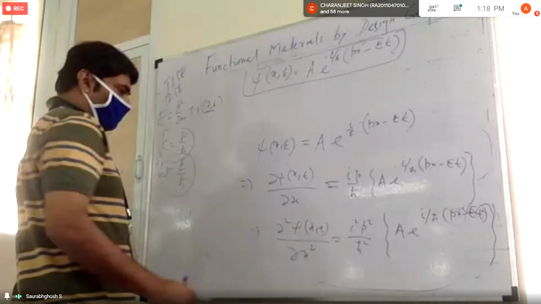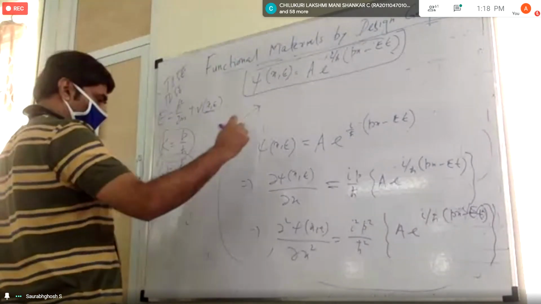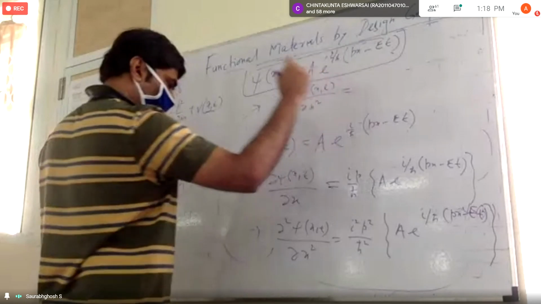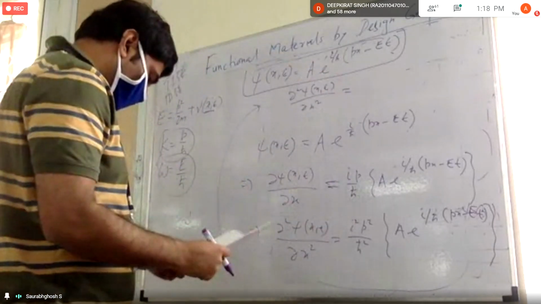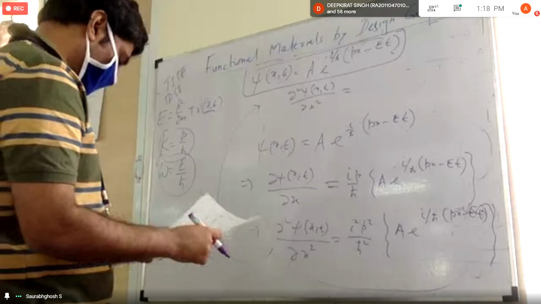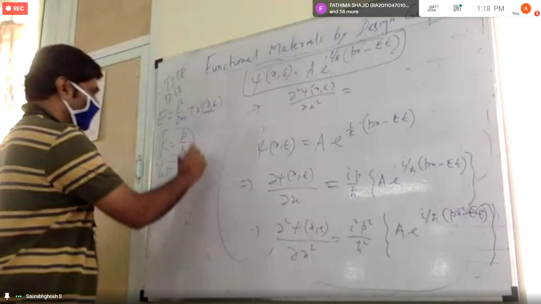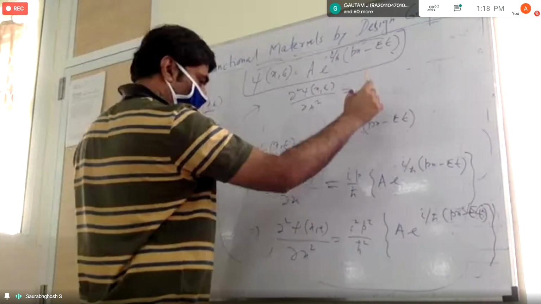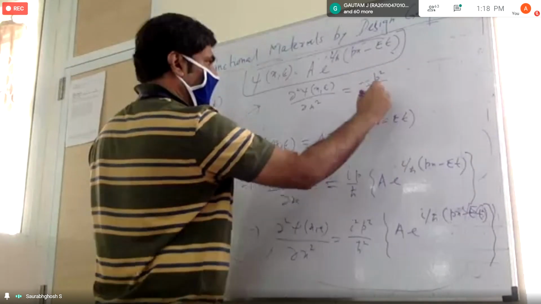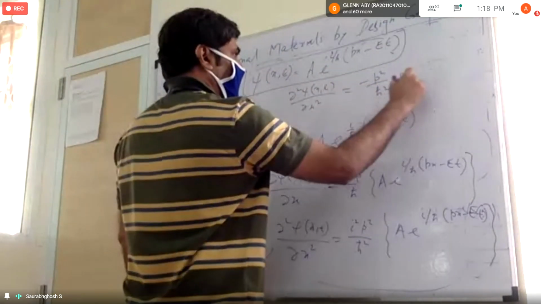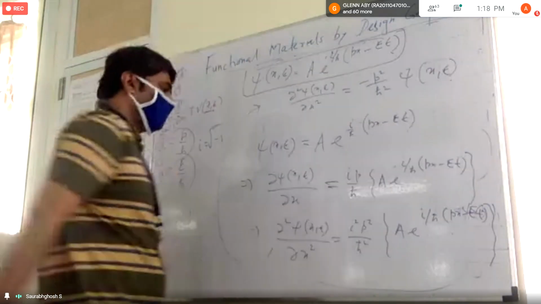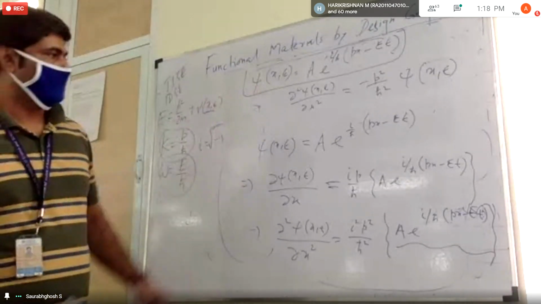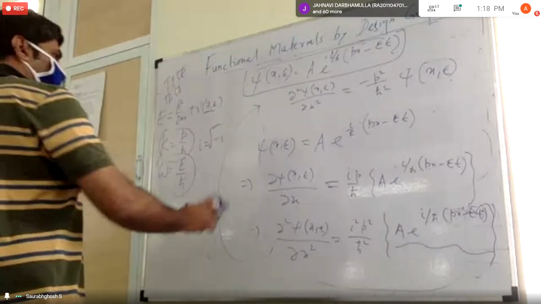Okay, so what comes out here is del square psi(x,t) by del x square, the second order derivative, is equal to i square, what is i square? i square is minus 1, because i is the complex number root of minus 1. So it becomes minus p square by h cut square psi of x,t. Okay? Because this is nothing but this, so it becomes this.